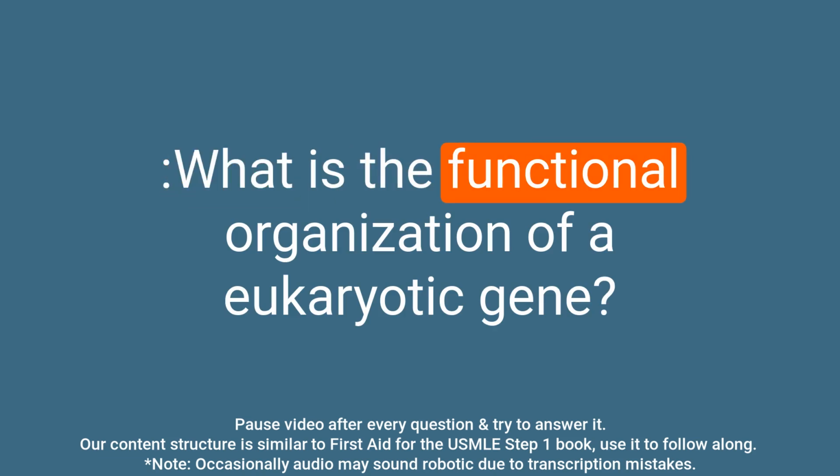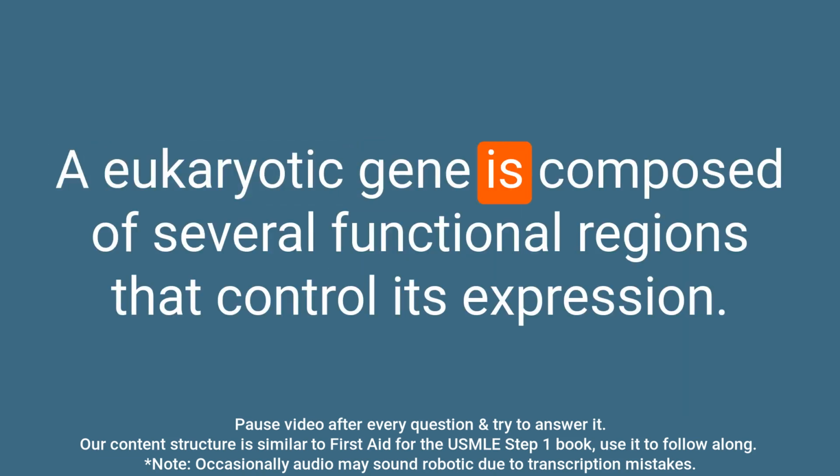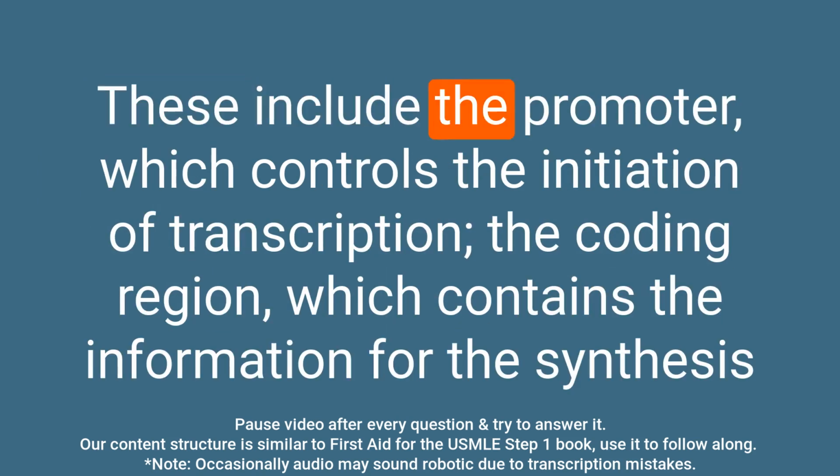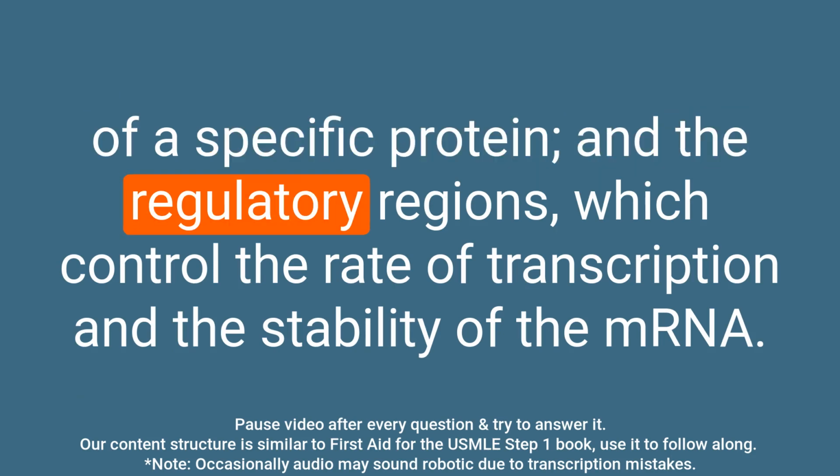Question: What is the functional organization of a eukaryotic gene? Answer: A eukaryotic gene is composed of several functional regions that control its expression. These include the promoter, which controls the initiation of transcription, the coding region, which contains the information for the synthesis of a specific protein, and the regulatory regions, which control the rate of transcription and the stability of the mRNA.